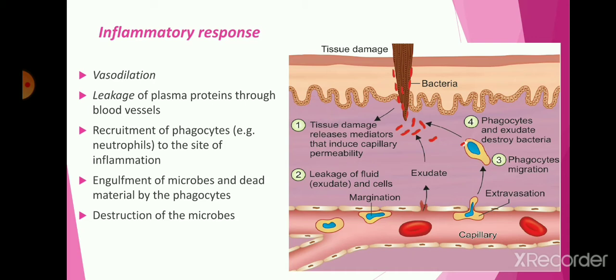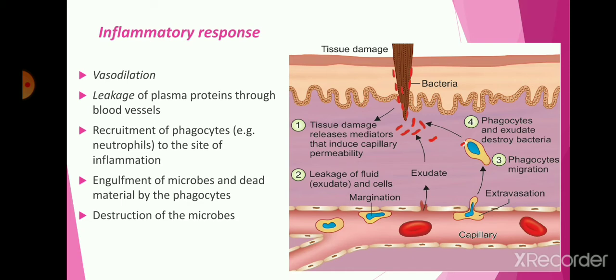So leakage of plasma protein through the blood vessel occurs at the injured site, and phagocytic cells like neutrophils move to the site of inflammation. These phagocytic cells engulf the bacteria which get in through that injured site, and this engulfment of microbes and dead material by phagocytosis occurs at the injured site to form pus. Basically, phagocytosis occurs for the destruction of microbes.